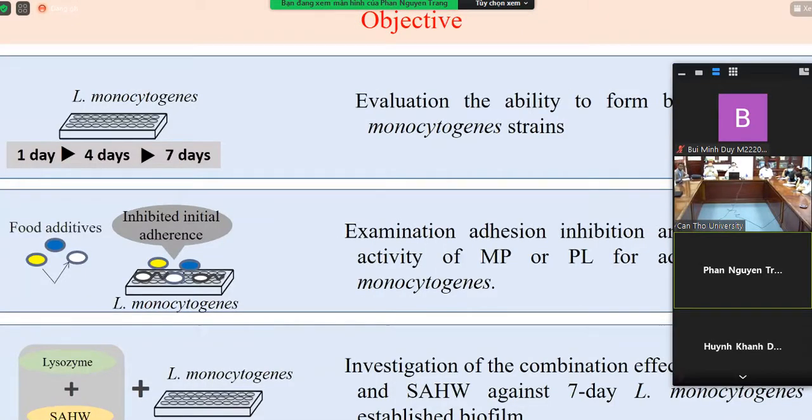The objectives of the research: firstly, we evaluate the ability of Listeria monocytogenes to form biofilm. The second one is to investigate the biofilm inhibition and antibacterial activity of monascus pigment and polylysine against Listeria monocytogenes. And finally, to investigate the combined effect of lysozyme and SASW against 7-day established Listeria monocytogenes biofilm.